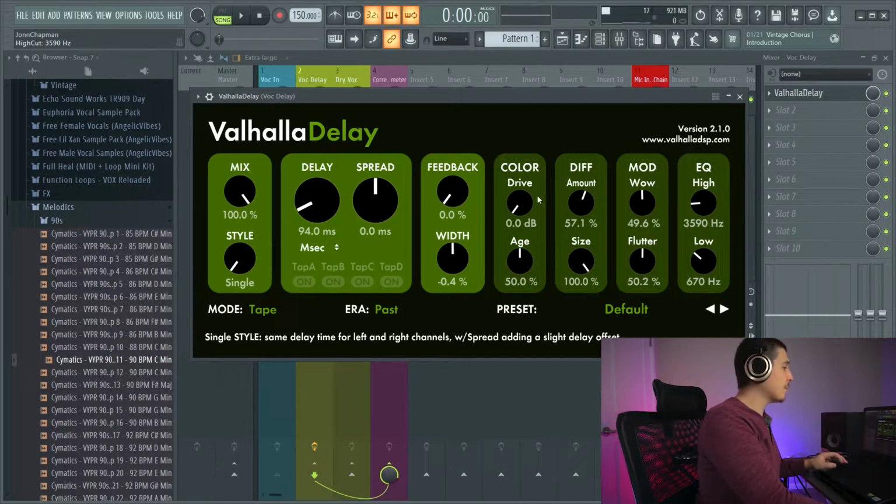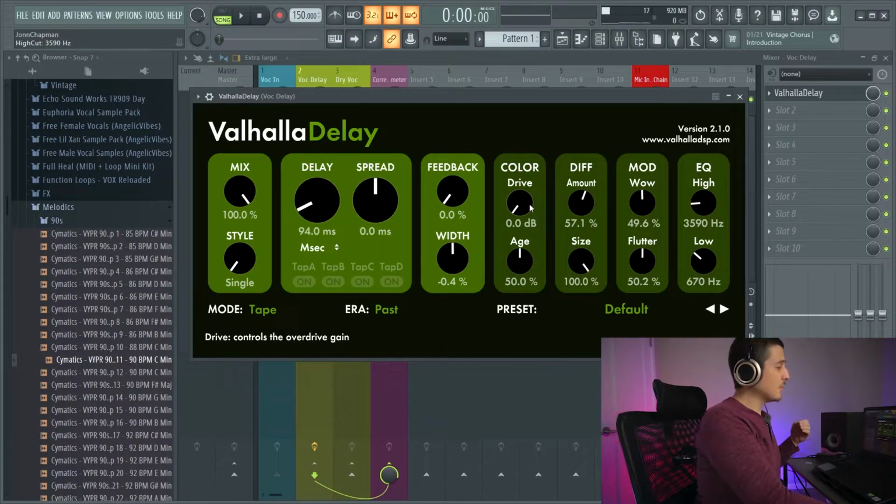Darken it up a little bit. But now that I've darkened it up, we have a drive here. And this is going to add some distortion and some color to our delay. This will also give us a little bit of high end back because naturally distortion, saturation adds some high end.